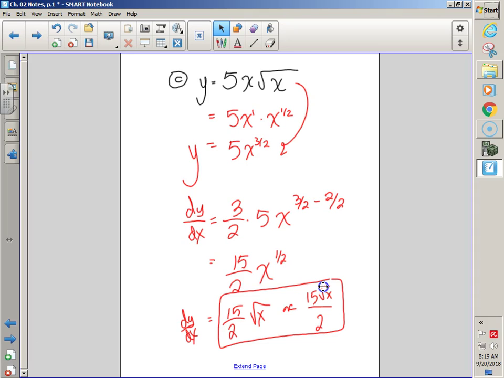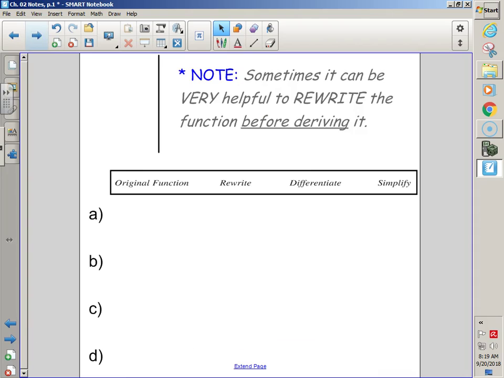So, here's where we are going today. Harder problems. Sometimes it can be very helpful to rewrite first before deriving. The rewriting step is not the deriving step. I'm trying in your brains to separate the two ideas.